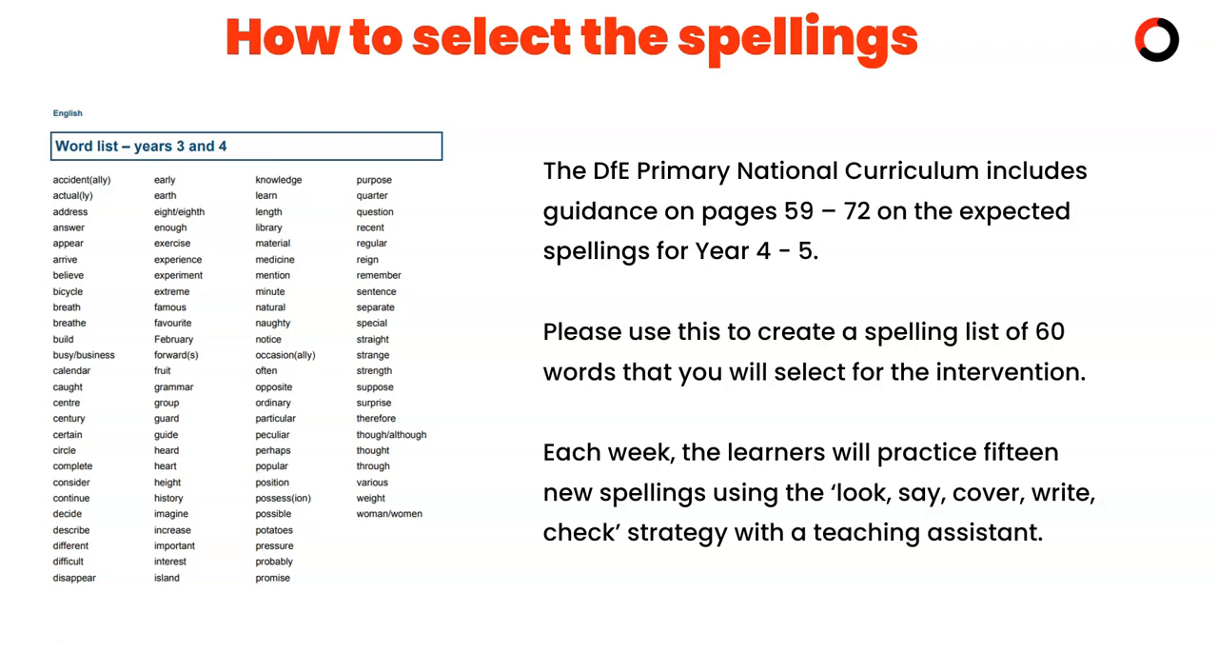So how to select the spellings. Use the DfE National Curriculum, which includes guidance on the expected spellings. Use this to create your list of 60 words, which you will then select for the intervention, with 20 used for the pre- and post-assessment. And each week, learners will practice 15 new spellings using the strategy.